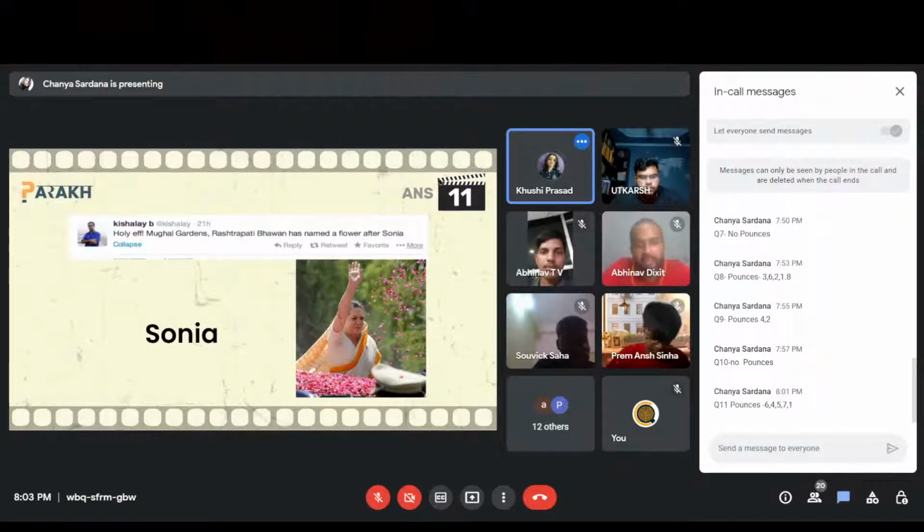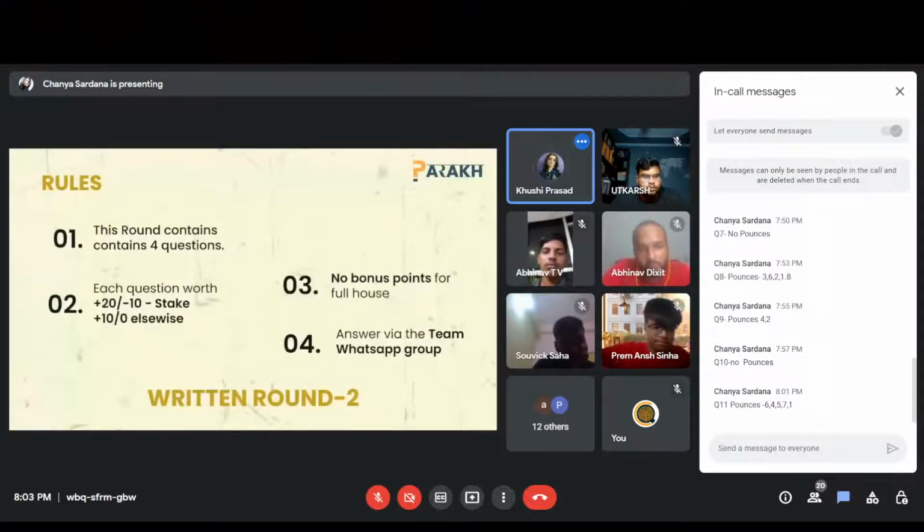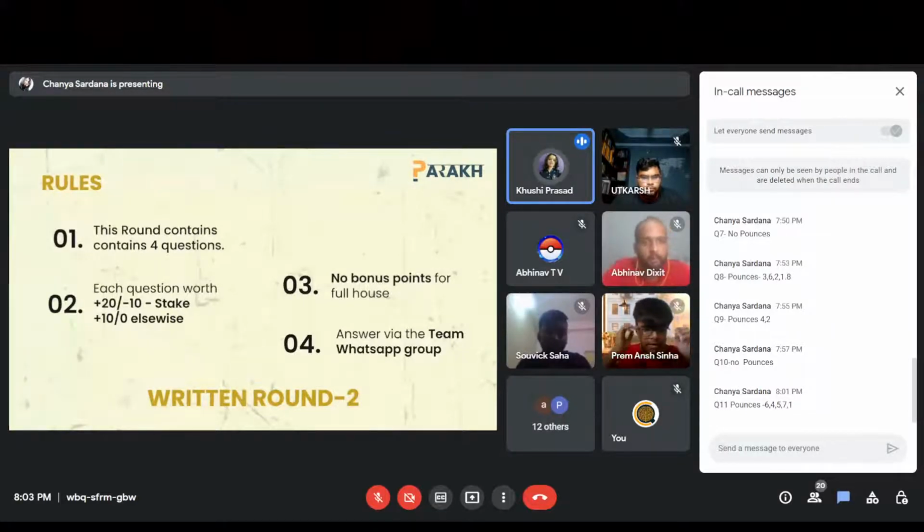We'll start with the second written round. So the rules are the same. This round contains 4 questions. And each question, again, will follow the same stake scheme. If you stake your answer, you'll be given plus 20 if it is correct. Otherwise, minus 10. And if you don't stake, you'll be awarded plus 10 if you get the answer correct, and 0 if you get it wrong.